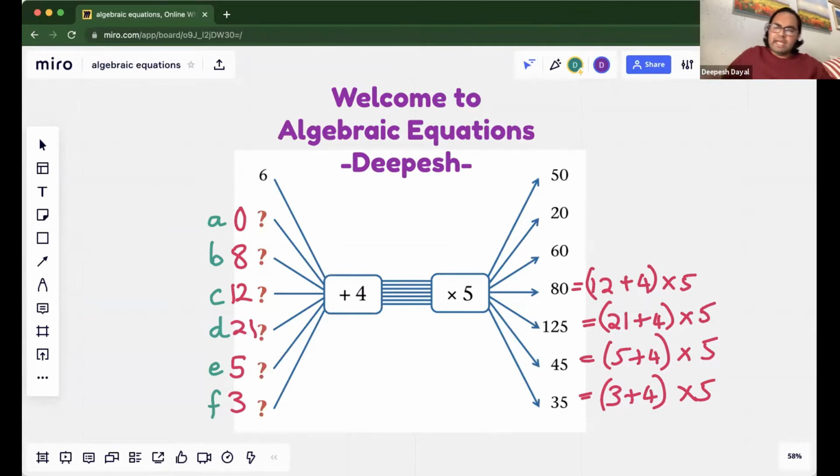Okay. Any questions related to this first warm-up? Any questions? Nope, no questions. Okay, I guess then we can move on and start with the lesson today.